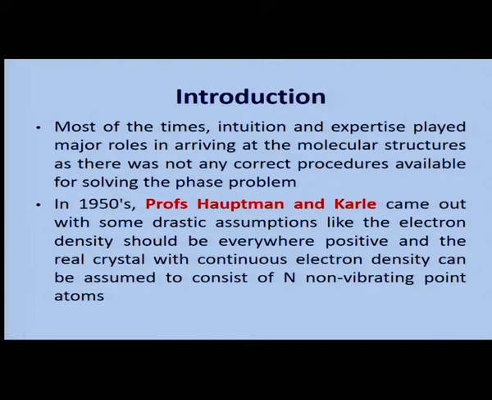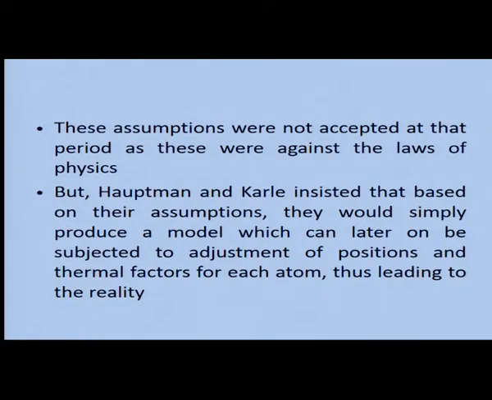But in the 1950s, Professors Hauptman and Karle came out with some drastic assumptions, like the electron density should be very positive, and the real crystal with continuous electron density can be assumed to consist of n non-vibrating point atoms. But these assumptions were against the principles of physics and were not accepted, because atoms, as per the theory of solid state physics, undergo thermal vibration, and when atoms contain different numbers of electrons, how can you consider them as point atoms?